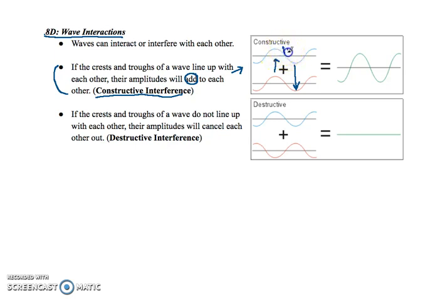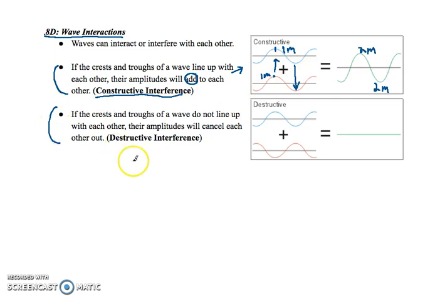So if this amplitude was like 1 meter, and this amplitude was like 1 meter, and they line up with each other, you're going to create a new wave. It's going to result in this new wave, and this amplitude is going to be 2 meters, and this amplitude right here is going to be 2 meters. So again, it's going to basically add. It's going to create a wave that's bigger than either one. So that's constructive interference. That's if the waves line up with each other.